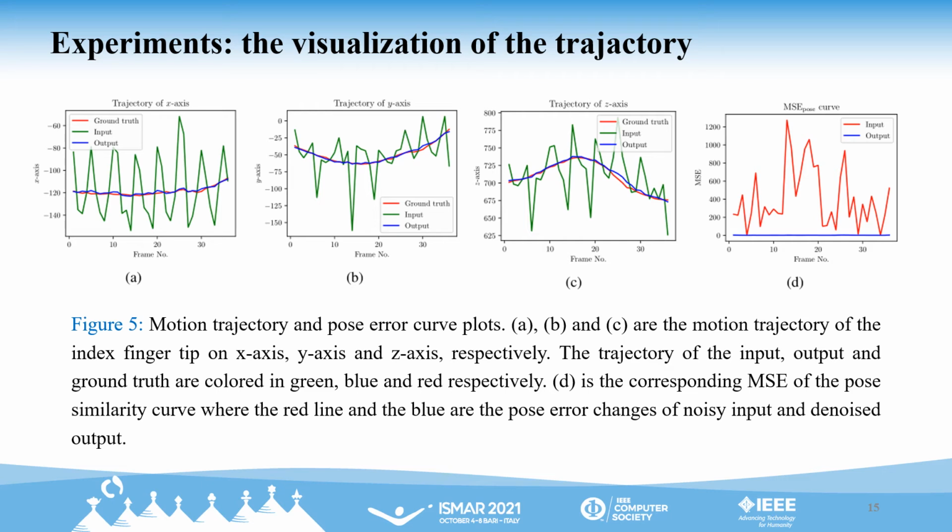Experiments. The visualization of the motion trajectory and pose-error curve plots. A, B, and C are the motion trajectory of the index tip on the x-axis, y-axis, and z-axis respectively. The trajectories of the input, output, and the ground truth are colored in green, blue, and red respectively. D is the corresponding MSE of the pose-similarity curve, where the red line and the blue line are the pose-error changes of the noisy input and denoised output.